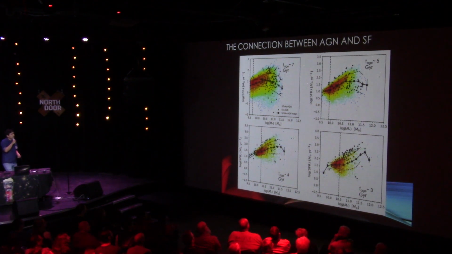You get the idea. So one thing that we can see from this plot is that when the universe was about 3 billion years old, most AGN have star formation rates that lie above the main sequence. That is, they have enhanced star formation.